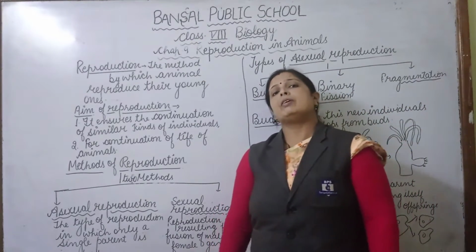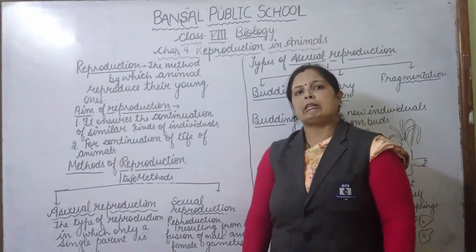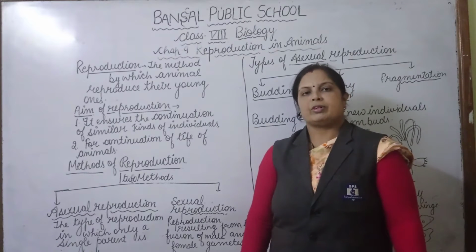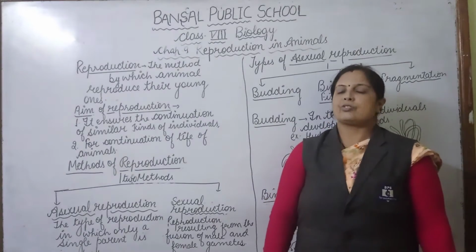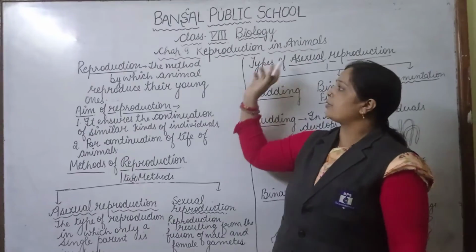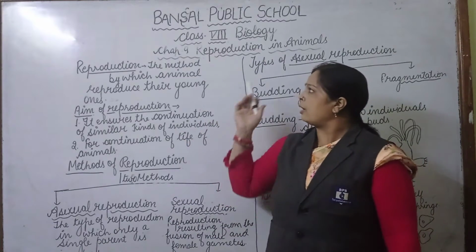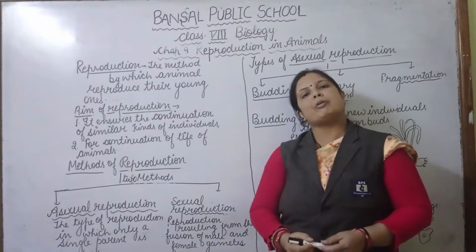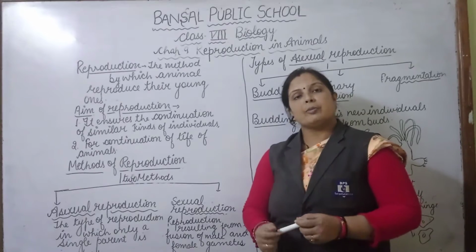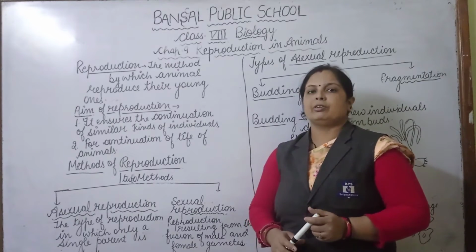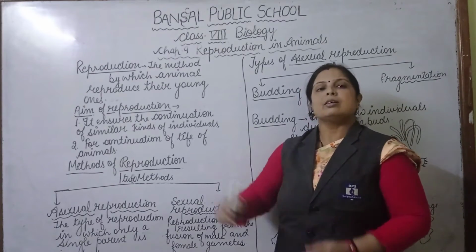Students, in the previous class, you learned chapter 2, Microorganisms: Friend and Foe. Now, today we are going to our next chapter, chapter number 9, Reproduction in Animals. First, some questions arise according to this chapter. What is the meaning of reproduction? How do organisms reproduce? Why is reproduction essential for our life? Clear? So, the solution is this.